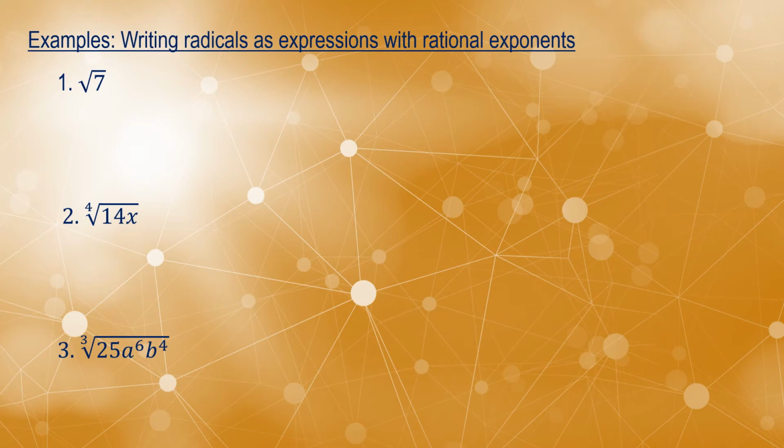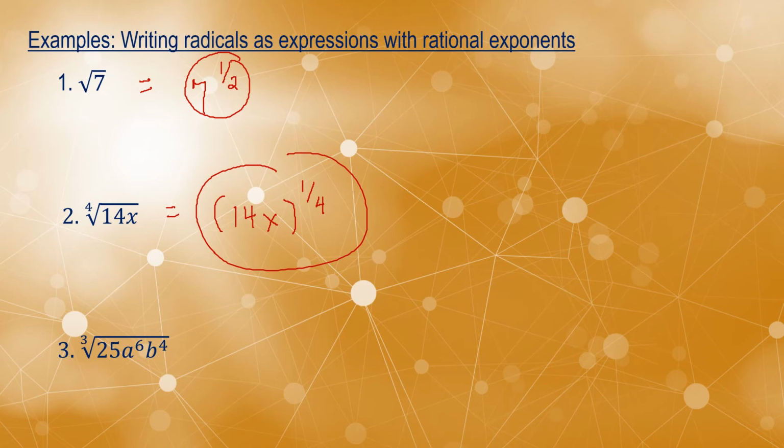This time, let's have examples of writing radicals as expressions with rational exponents. The expressions are written in radical form and we will rewrite them in exponential form. Square root of 7. In exponential form, that is 7 raised to 1/2. Another example, we have the 4th root of 14x. In exponential form, that is quantity 14x raised to 1/4.